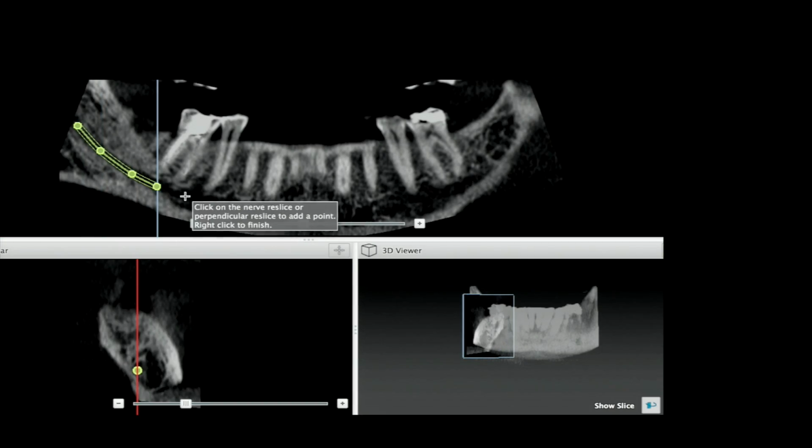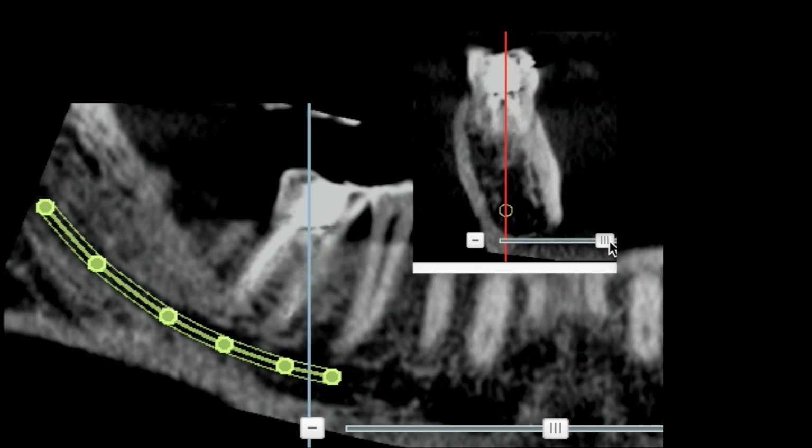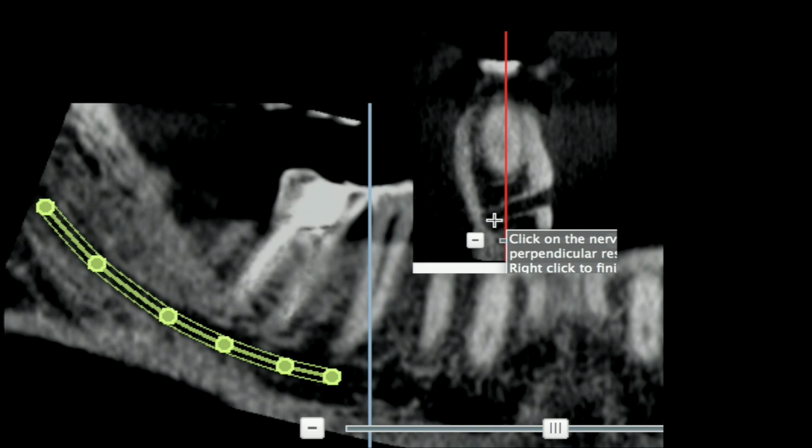Number one, dentists are very into finding out where this nerve is, and most 3D software will do this for you. So I'm mapping out the nerve here.